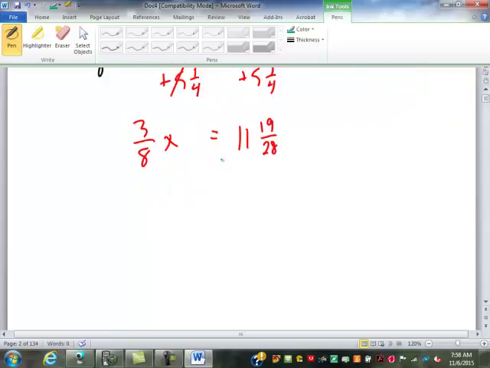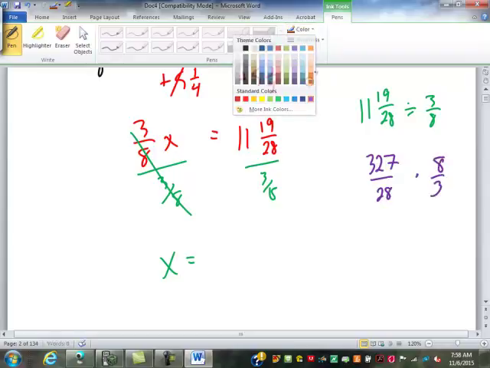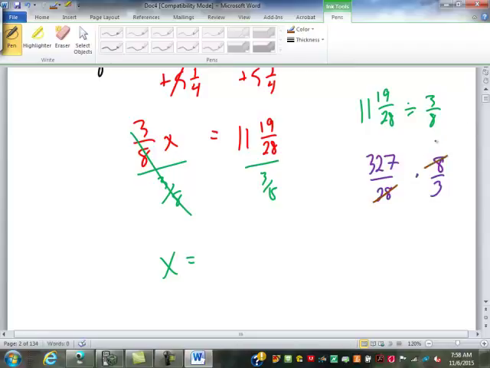There we go. So now what are we going to do? Divide by 3/8. So now, of course, 11 19/28 divided by 3/8. 11 times 28 is 308 plus 19 is 327 over 28. Yeah, I think it's times 8 over 3. So you can cross cancel the 8 and 28 divided by 4 to give you 2 and 7. 3 and 327 divided by 3 to give you 109. So 218 over 7, otherwise known as 31 1/7.